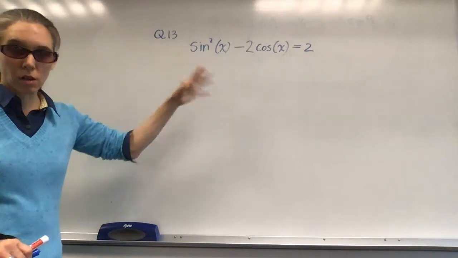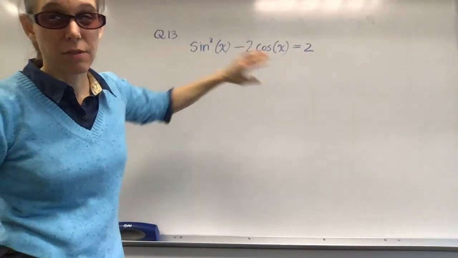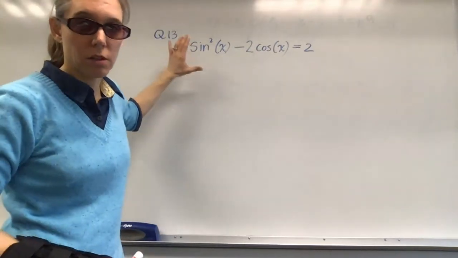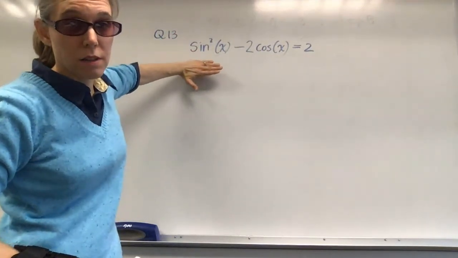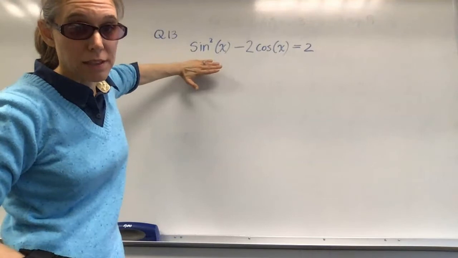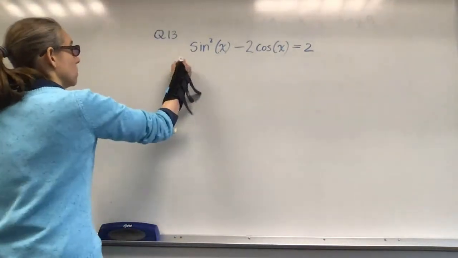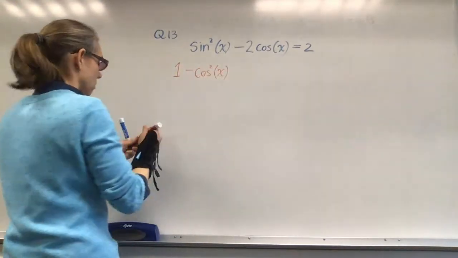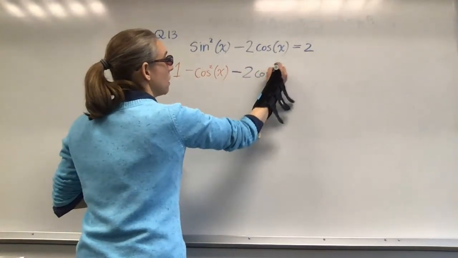Okay, so I'm looking for all solutions, but the first thing I notice is that I have 2 different trig functions, and that's not what I want. So what I'm going to use is one of the Pythagorean identities, a variant of it, to get sine squared x replaced by 1 minus cosine squared x. And then I copy the rest of the equation as is.